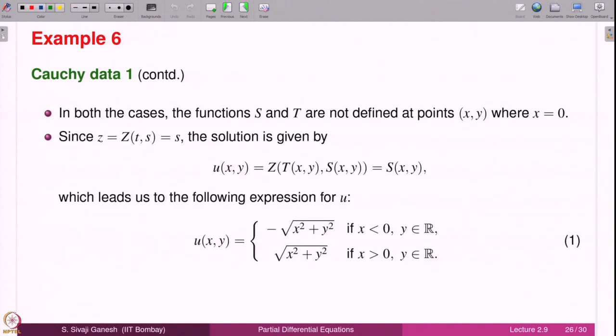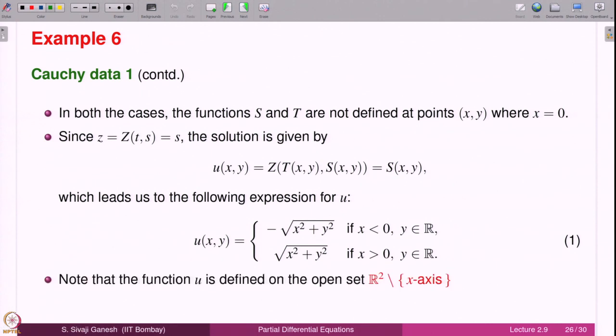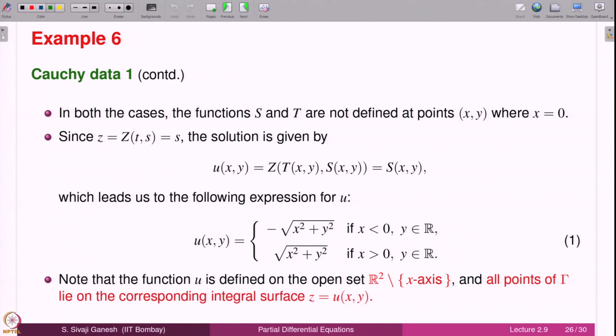So, since z equals s, the solution is given by u(x, y) equal to s(x, y). Therefore, u(x, y) equals this if x is negative, and this if x is positive. Now, it is defined on R^2 minus the x axis, and all points of gamma lie on the corresponding integral surface. So, this is global with respect to the datum curve, not global with respect to the domain, because it is not defined everywhere on R^2 minus (0, 0); it is defined on R^2 minus the x axis.